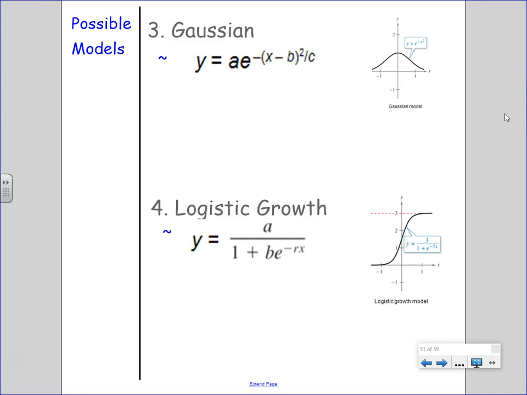Ugh. There are more models than exponential growth and decay? Yes. But the good news is, these ones I'm putting in parentheses, because even though you might play with the equations just a little bit in homework, I'm not going to make you come up with these equations on your own.